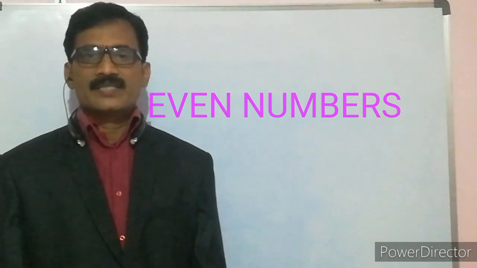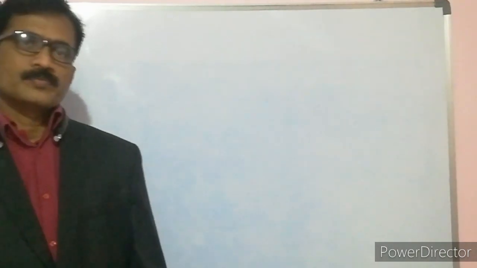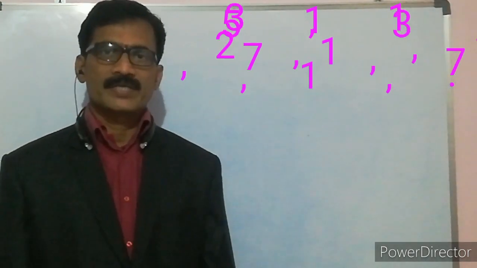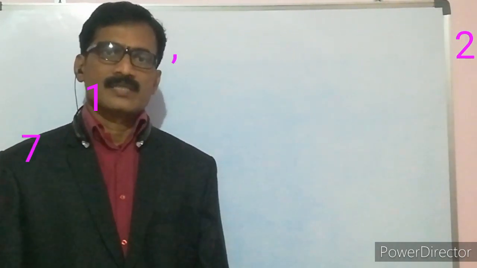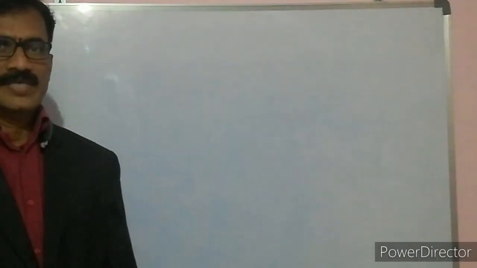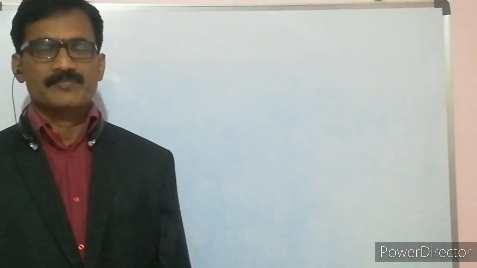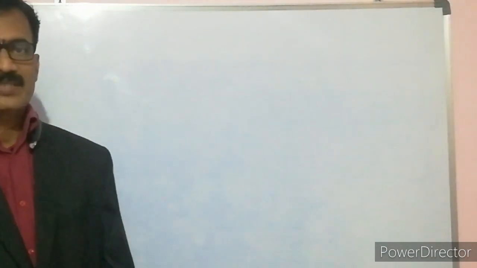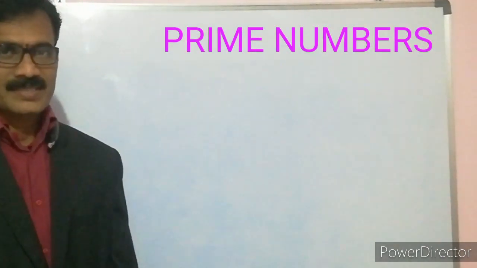Okay, and let us take one more group of numbers: 2, 3, 5, 7, 11, 13, 17, 19 and so on. If you observe this group of numbers, you will come to know that these numbers also have a common property. What is that common property? Could you guess it? Yes, exactly. That is, the common property is these all numbers are prime numbers.